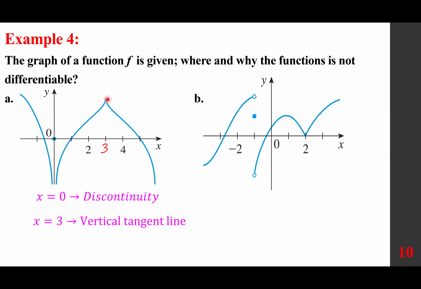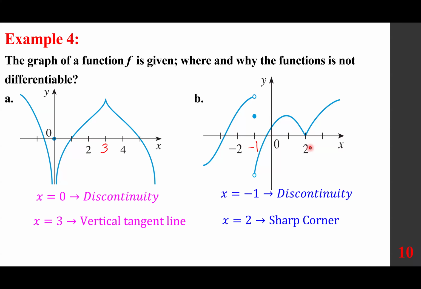One may be under the assumption it's a sharp corner. It's not. If you mix them up, it's okay, but I'm going to explain to you why it's not in a moment. At -1, we have a discontinuity. At 2, we have a sharp corner.